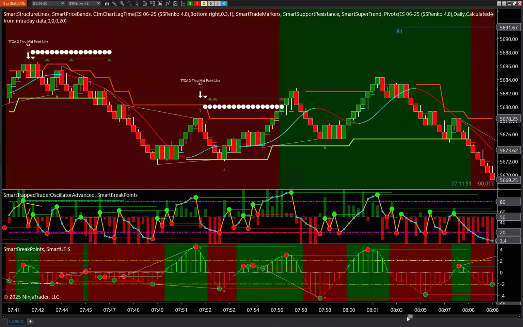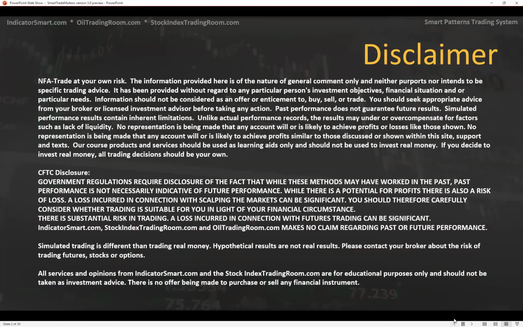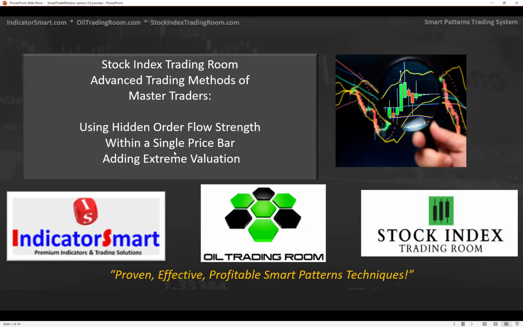We're going to combine, I'm going to get this over here and get out of here. Extreme valuation, because we are trading hidden order flow strength with a price bar, and then we're going to add extreme valuation, where we have both something too expensive relative to sell, too cheap relative to buy, and then order flow strength gives us a 92 or 93% probability that the market is going to continue in our favor. So that's what we're doing. That's what we've been working on the past year or so in our room.